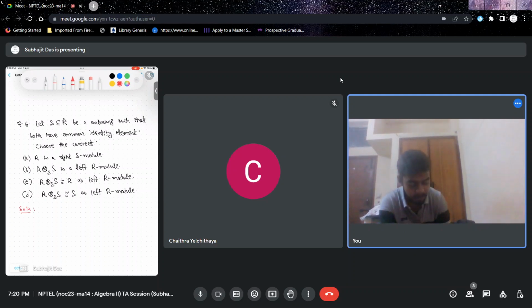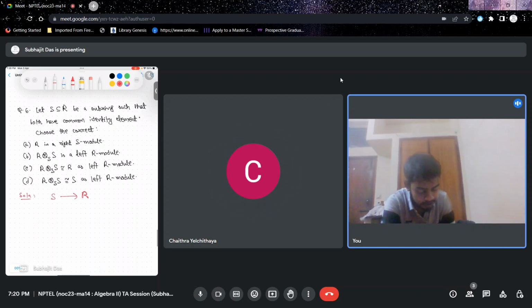Is it correct? So you have an inclusion of S into R. Forget inclusion, you have a morphism of S into R. So is R a right S module? Is option A correct? Why? Because by restriction of scalars, right? You know that R itself is an R module, right? You know that everything is a module over itself.